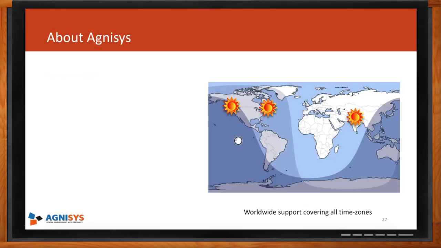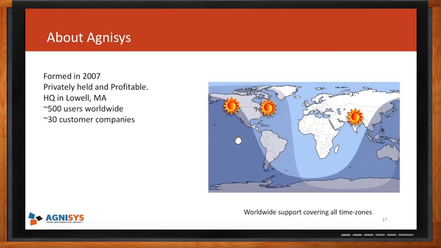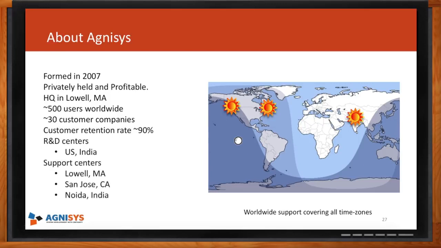This is our 10th year of operation, and we have been profitable and we're privately held. Our headquarters are in Boston, and we have more than 500 users worldwide. And we're very proud to say we have more than 30 customer companies that are using our tools. And we have a high customer retention rate because once people see the ease of use, they just stick to it. Nice. And we have R&D centers in the US and India, and support centers in Boston, San Jose, and Noida, India.